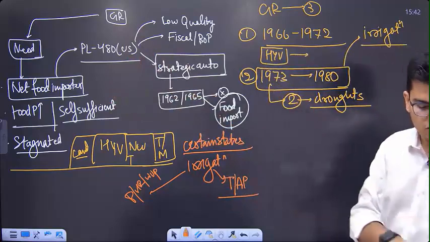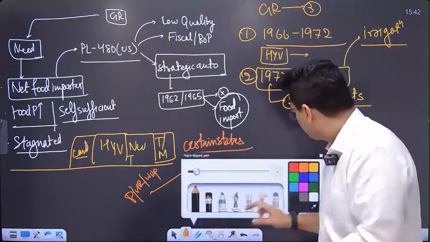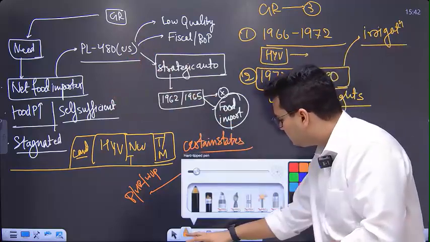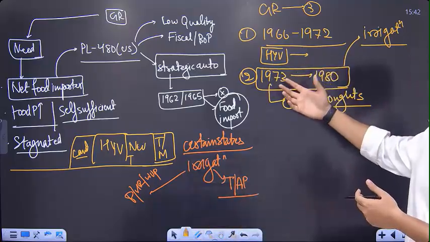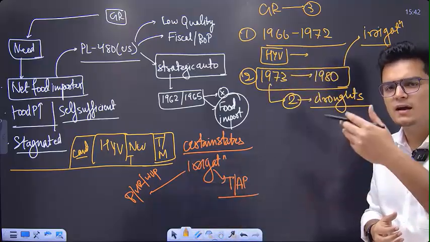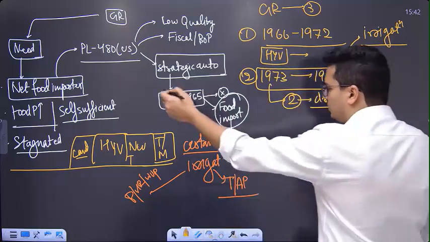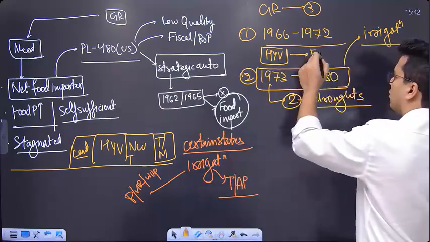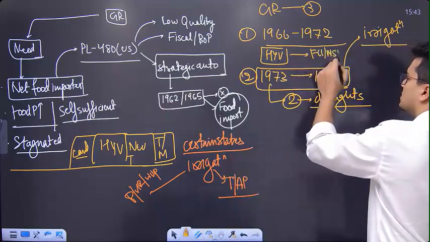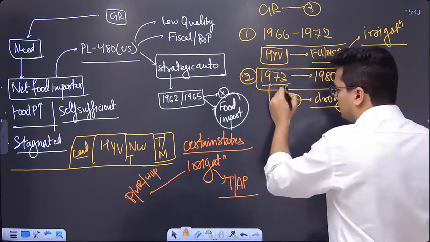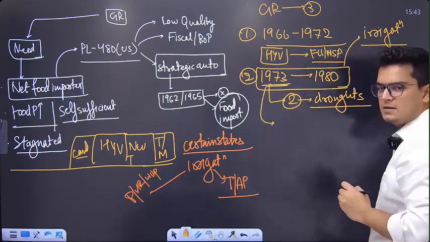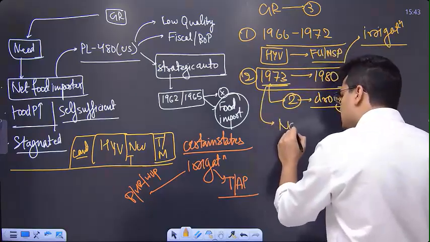After these 2 droughts, what happens? We notice that there is a need to improve agricultural production even further because we might face a drought. So, other than all the measures that we have seen here of FCI, of MSP, certain other measures are done. This is the time when Srimati Indira Gandhi is the Prime Minister. She has done nationalization of banks.